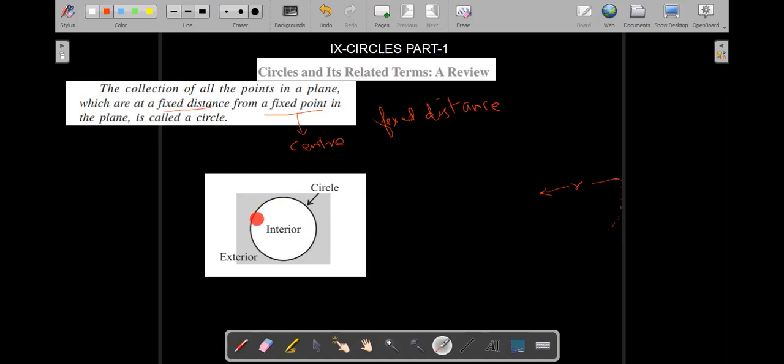Then the line which is drawing the circle, the points on that line are called the circle. And then the outermost portion, this outer portion, is called the exterior of the circle. Got it?